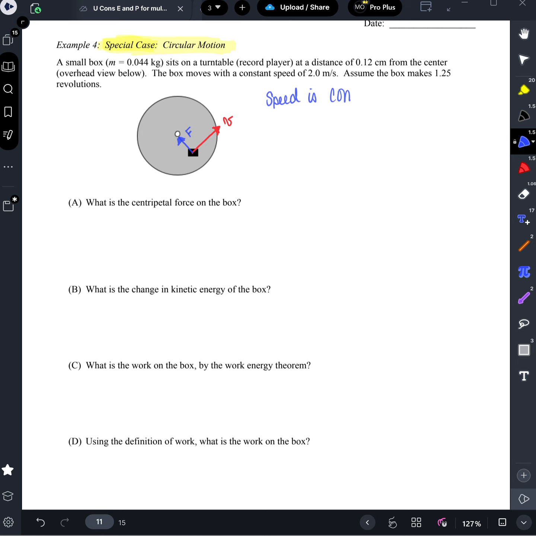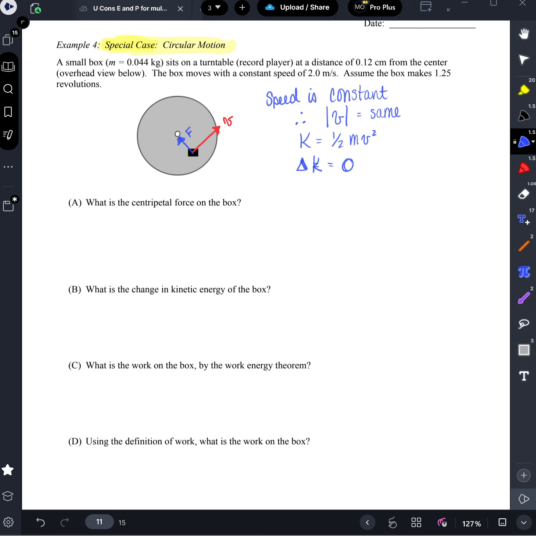So, I'm going to ask you something. If the speed is constant, what does that tell you? If the speed is constant, that means that the magnitude of the velocity is going to remain the same. And since kinetic energy is 1/2 mv squared, and we don't really care about the direction, it's the magnitude that we're looking at, that means the changing kinetic energy of the system is going to be 0.